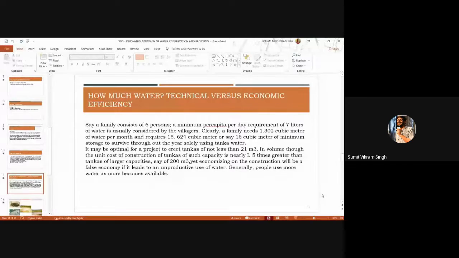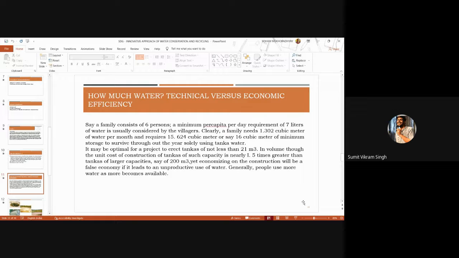A minimum per capita per day requirement is 7 liters of water, which is usually covered by the villagers to bear the minimum that one has to live without distress. Clearly, a family needs 1.302 meter cube of water per month and requires 15.624 meter cube, or say 16 meter cube, of minimum storage to survive throughout the year solely using Tanka water.